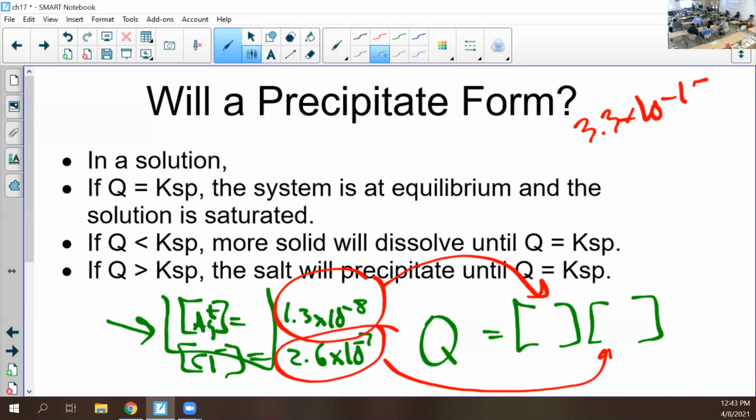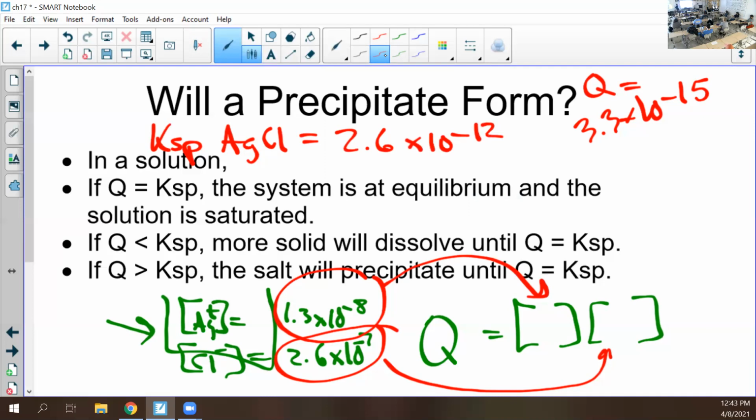Wow, that was a really small number. But I mean, that's the way I wrote it, so expected. So this would be the Q value because it's the condition I gave you. The problem would give you the KSP. It'd say the KSP for silver chloride is equal, let's say, 2.6 times 10 to the negative 12.